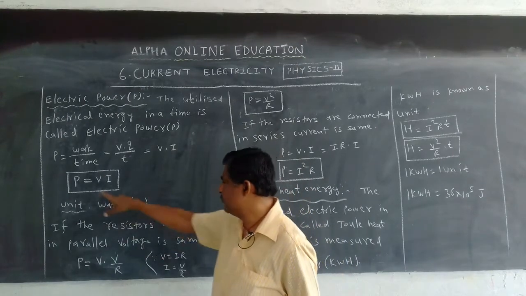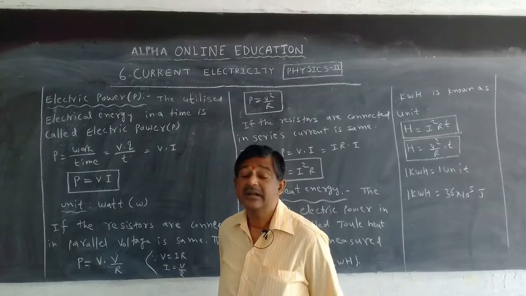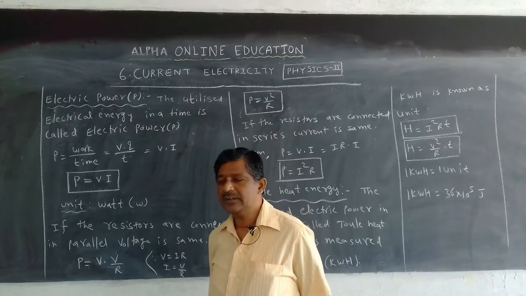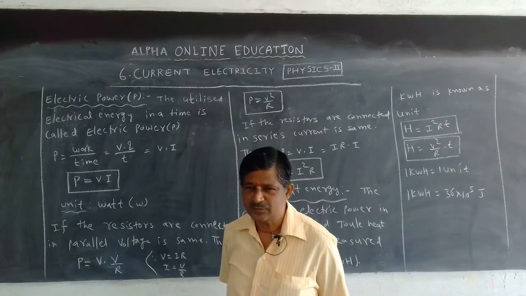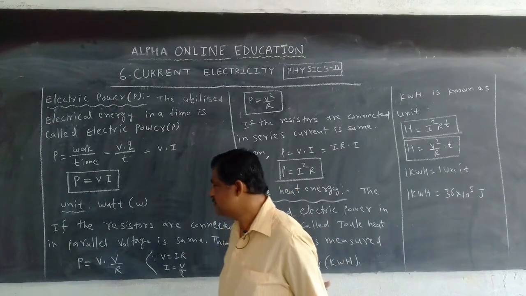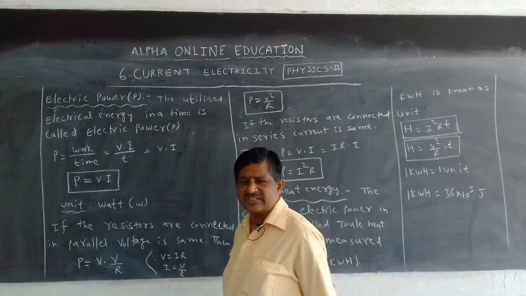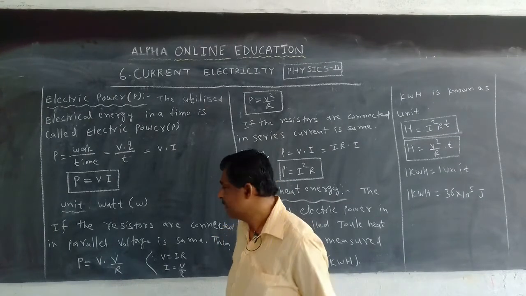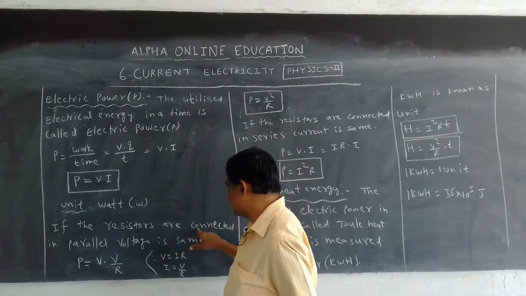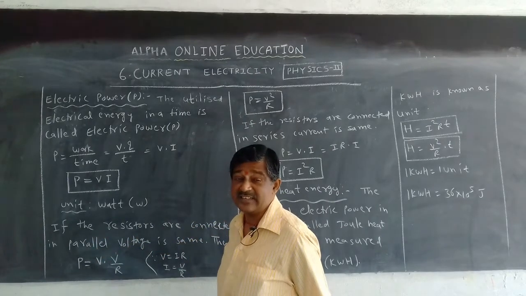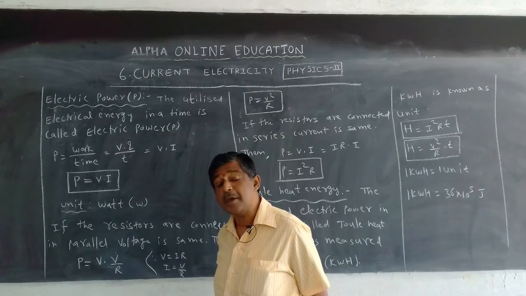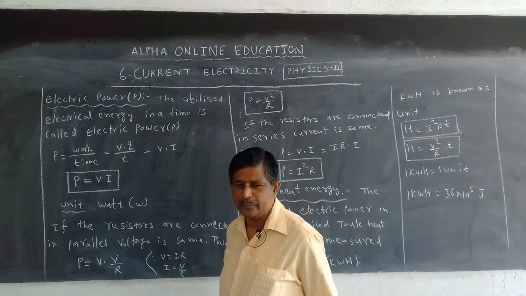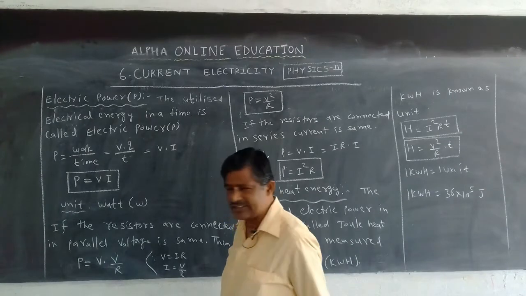The first mathematical form is P is equal to V into I. There are another two mathematical forms also for electrical power. What are the two other mathematical expressions for the power? First, we know from the last class the equation for resistors connected in series and parallel. If resistors are connected in parallel, which is the same? Voltage is the same. Actually potential is the same, but what is the unit of potential? Voltage.